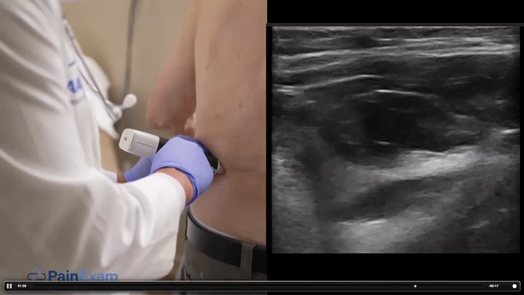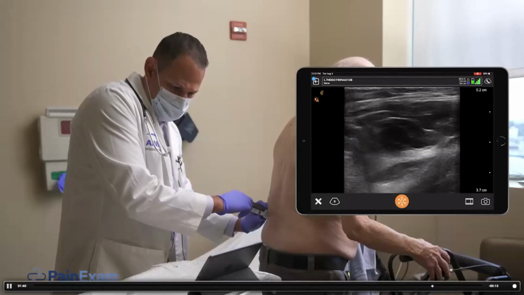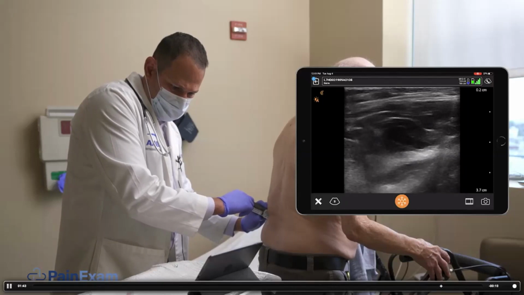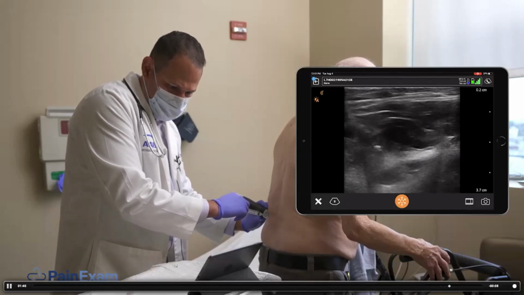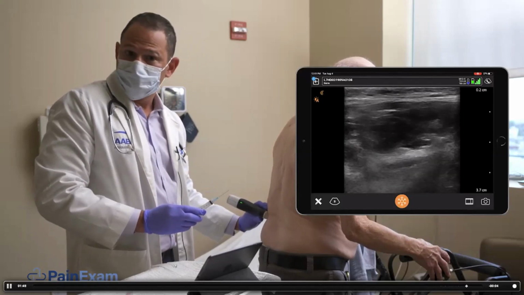And give the rest of the injectate. Come to the other side of the nerve. This is therapeutic. You can see I'm using a steroid here. And that's the lateral branch of the superior cluneal nerve over the iliac crest.